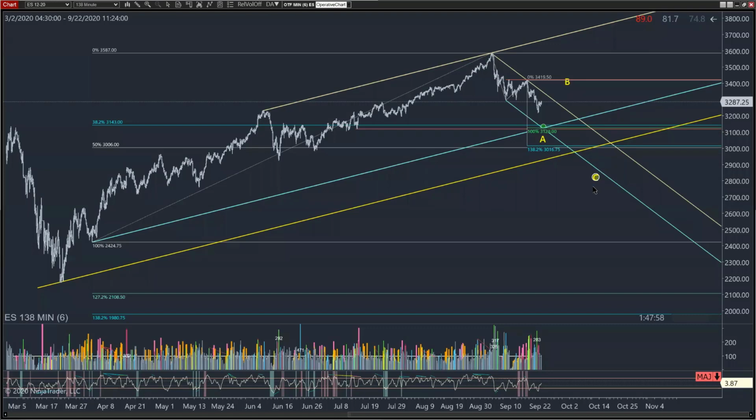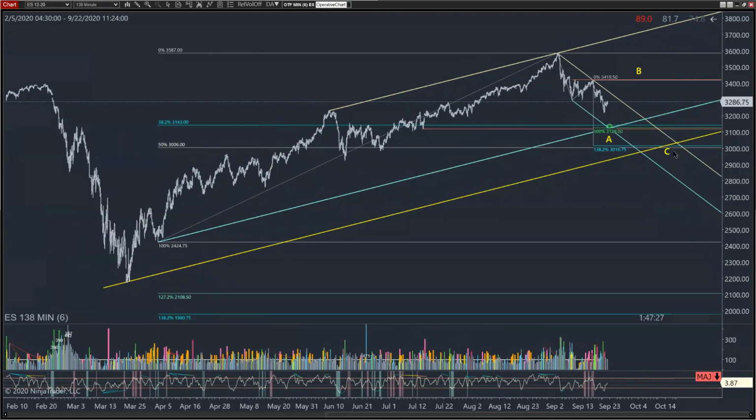Well, by the time we put in that B wave high, we'll have a slightly flatter, less rise over run, or run over rise. A less sloping channel to the downside. Lower degree of slope.